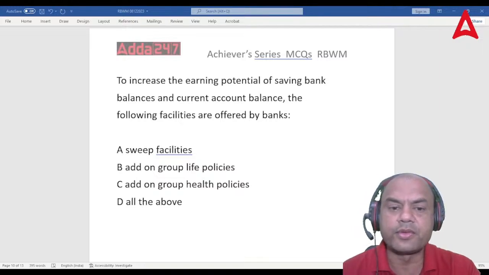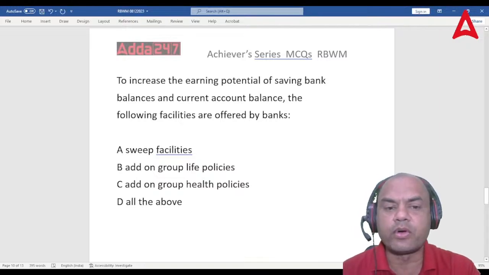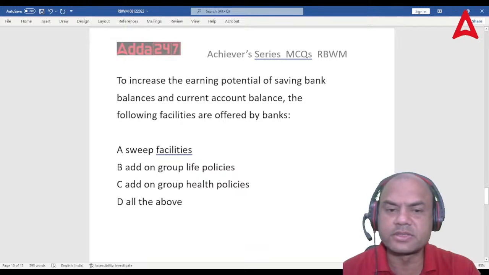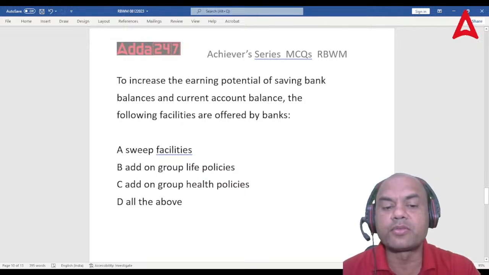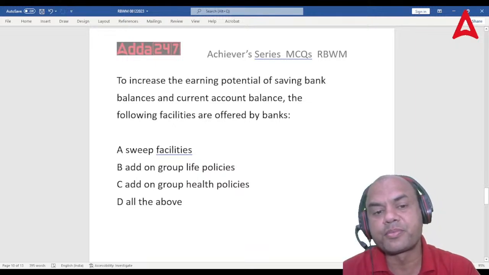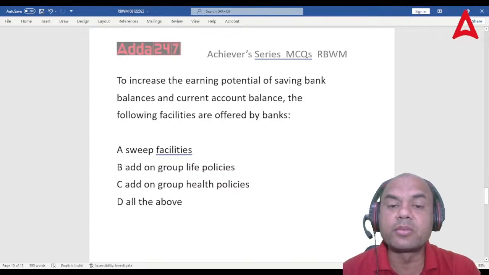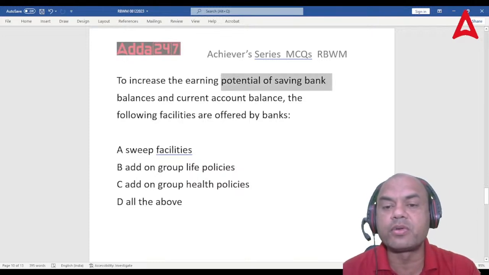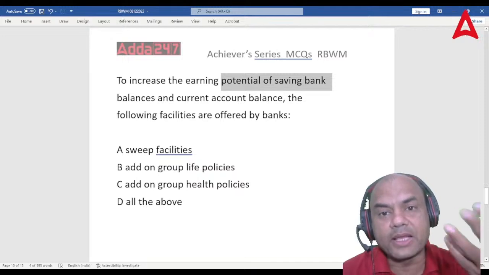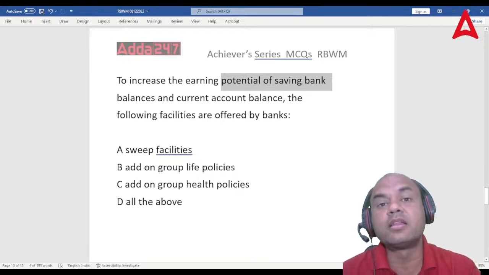Next one. To increase the earning potential of savings bank balances, the following facilities are offered by the banks. So what are the facilities? Sweep, add-on life policies, add-on group health policies, and all of the above. To increase the earning potential of savings bank account means what? If I have more balances in my savings bank, then I'll earn more.